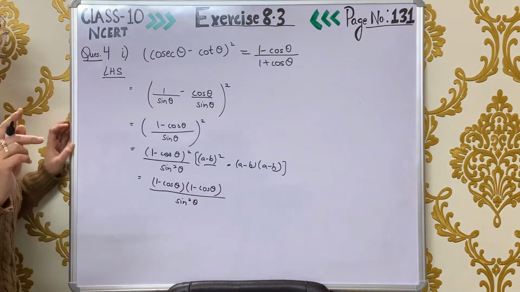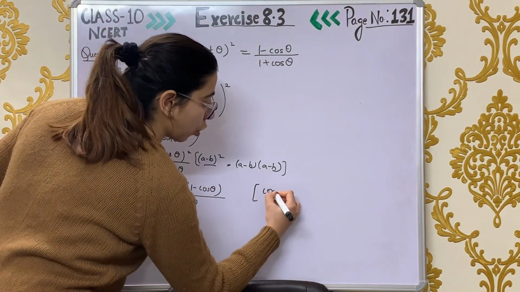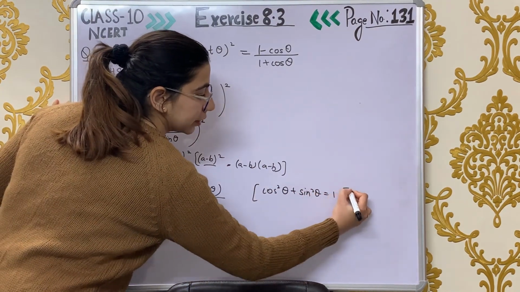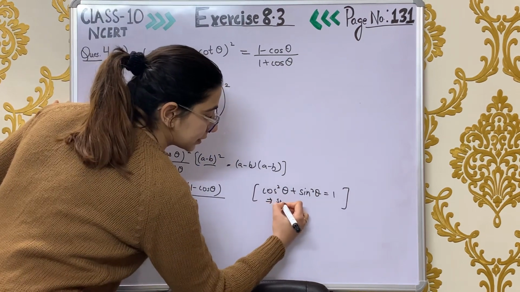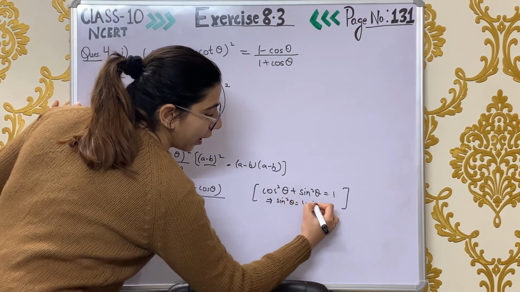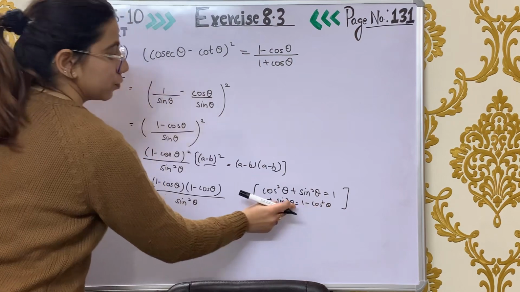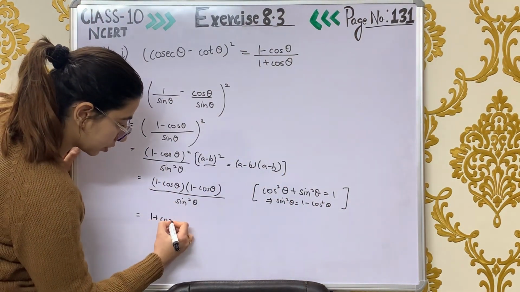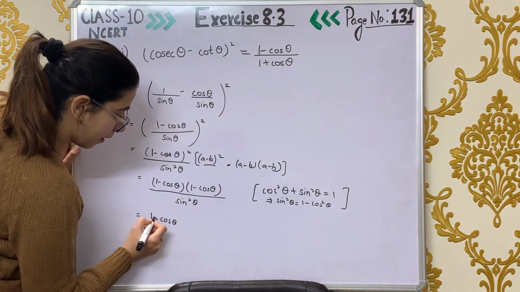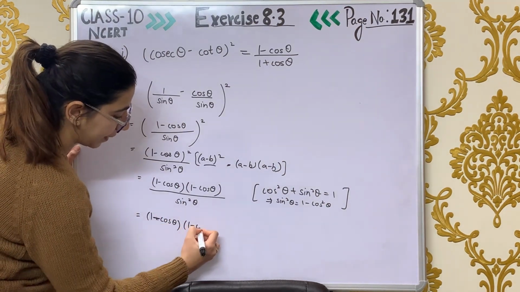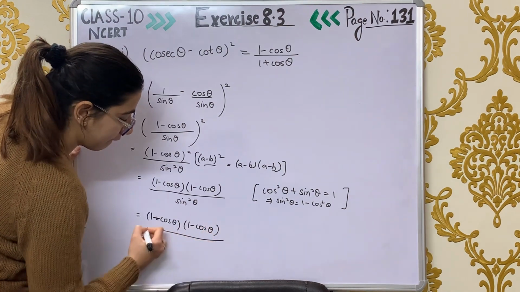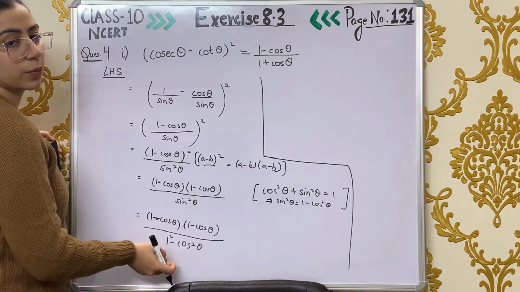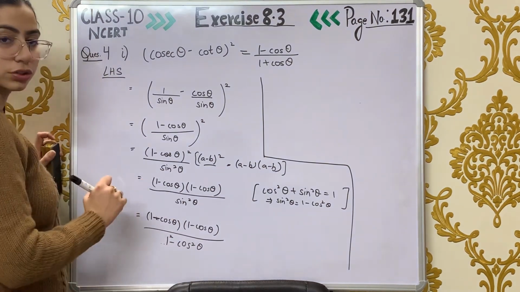Right. Now we also know that cos square theta plus sin square theta is equals to 1. From here I can derive that sin square theta is equals to 1 minus cos square theta. So putting value of sin square theta here, we get 1 minus cos theta into 1 minus cos theta upon 1 minus cos square theta. This is like 1 square is 1 only. So we can write it as 1 square minus cos square theta.